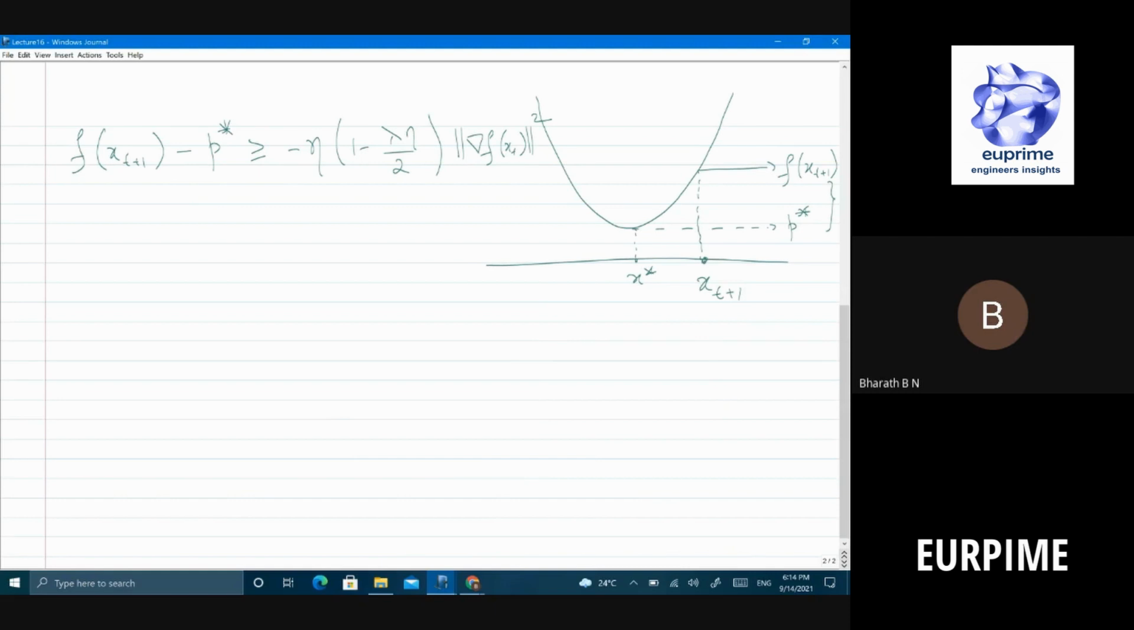It should be, basically this gives you a hint, right? If I choose eta as, let's say, 1 by lambda, lambda cancels. Instead of 2 by lambda, I'll do 1 by lambda. So 1 minus 1 by 2 is 1 by 2. Eta is 1 by lambda. So it will be 1 by 2 lambda, right? So I can write such an inequality.